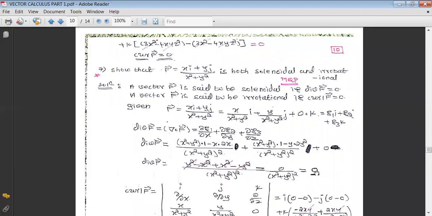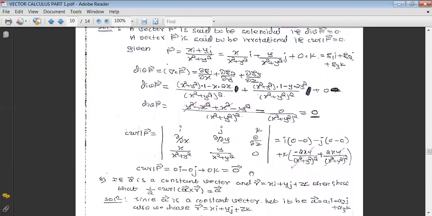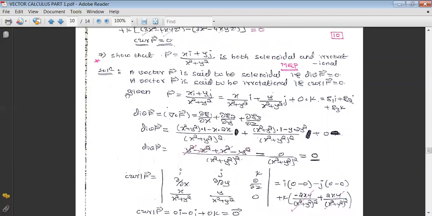Earlier, divergence is 0. That's why we can claim it is a solenoidal vector. Now, its curl is also 0. That's why we can claim that it is an irrotational vector.